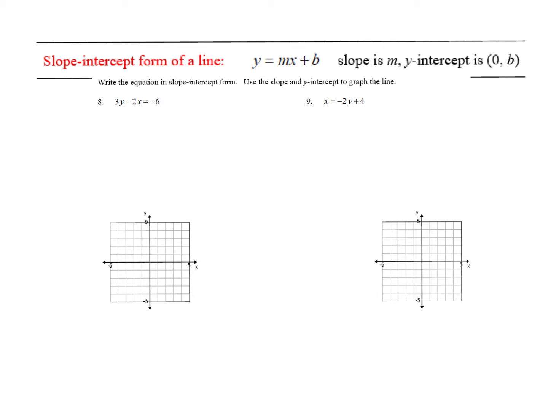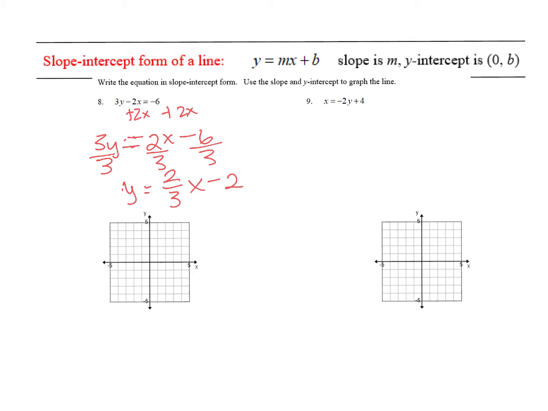If I want to solve number 8 for y, I'm going to add 2x to both sides. Remember, these are not like terms, so that's 3y equals 2x minus 6. Then I'm going to divide everything by 3. So that gives me y equals 2/3 x. 6 divided by 3 is 2, so minus 2.